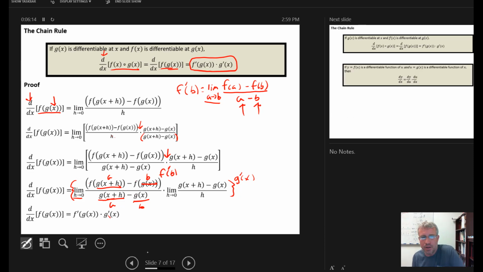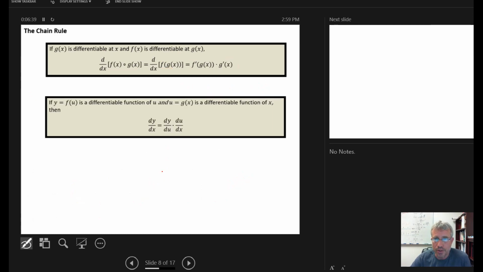So on the next line down, you get to write that. You get to say, hey, this mess right here is just the derivative of f at g of x times this right here, which is just g prime of x. So that's where the chain rule comes from. This rule or technique for finding the derivative of composed functions just comes from taking the limit as h goes to 0 on the difference quotient.